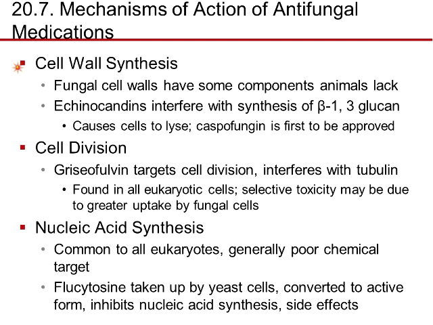Griseofulvin targets cell division and interferes with tubulin production. Remember, tubulin is the protein we see in the microtubules inside cells. It's found in eukaryotic cells. Selective toxicity may be due to a greater uptake by the fungal cells. Antifungals that work on nucleic acid synthesis target something common in all eukaryotes, generally a poor chemical target. Flucytosine is taken up by yeast cells and converted to its active form. It affects nucleic acid synthesis, and it has side effects.